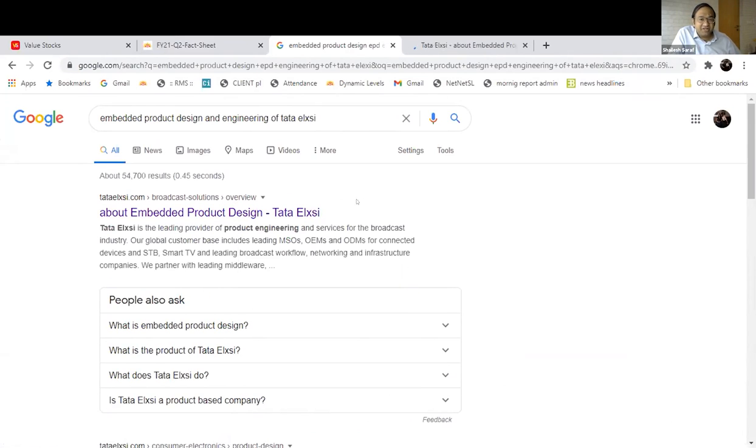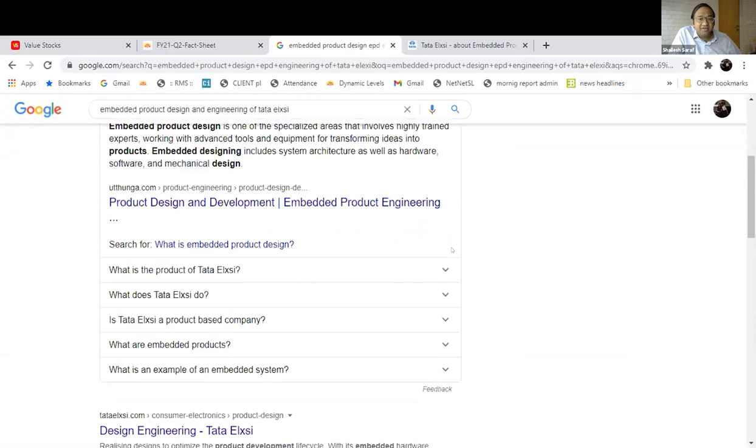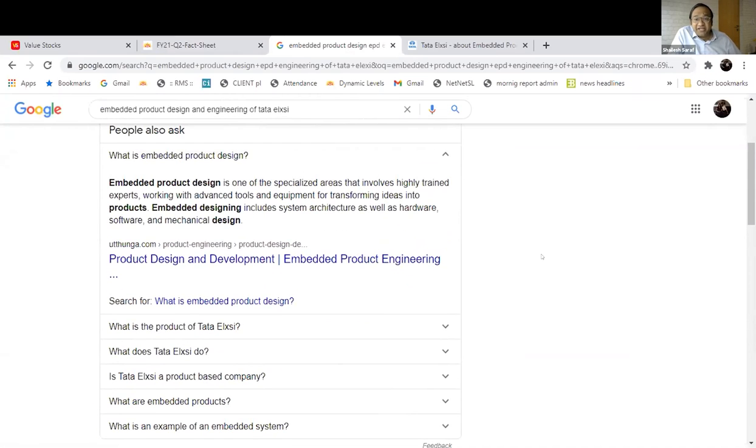What is embedded? Embedded is one of the specialized areas that involves highly trained experts working with advanced tools and equipment for transforming ideas into products. Embedded design includes system architecture as well as hardware, software and mechanical design.